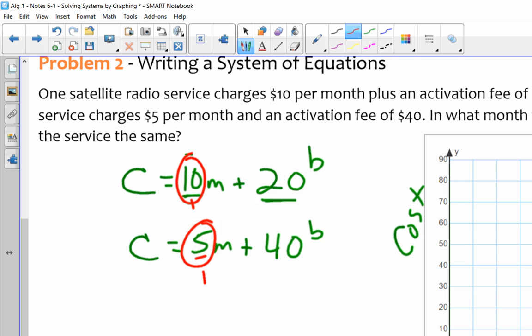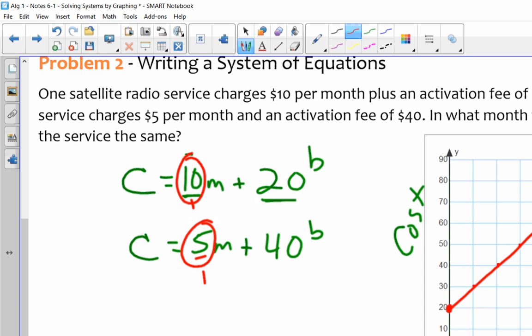We'll do the first one. My starting point is going to be at 20, and then my slope is 10 over 1. And you'll notice that up the y-axis it goes by tens. So 10 over 1 is going to look like this: up 10 and over 1, and then I can draw a line. I technically shouldn't be drawing a line because it's 10 bucks per month, but I just want to make sure you see it. These are just points because I can't get any partial months.